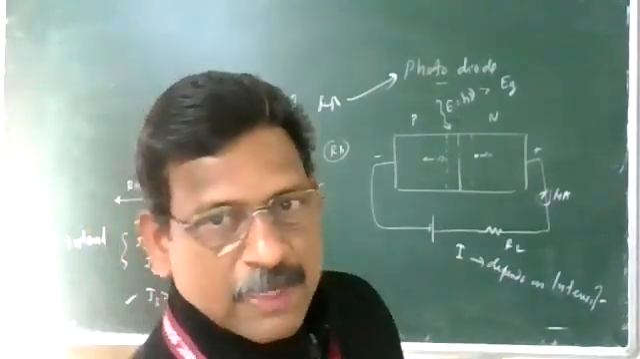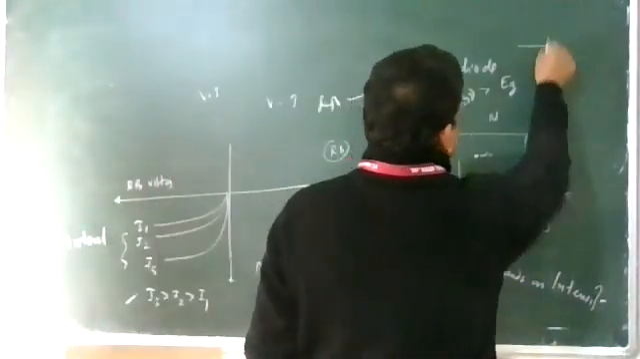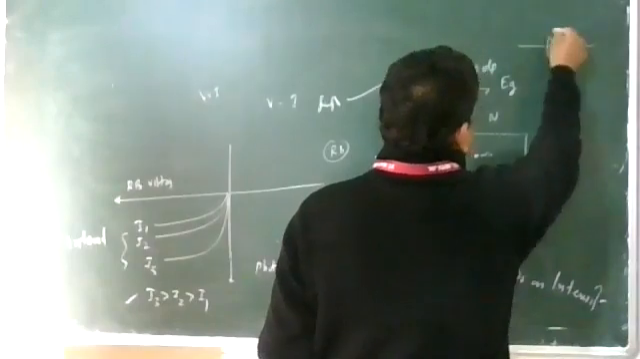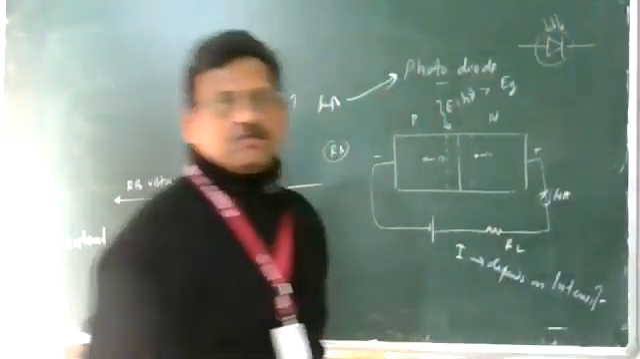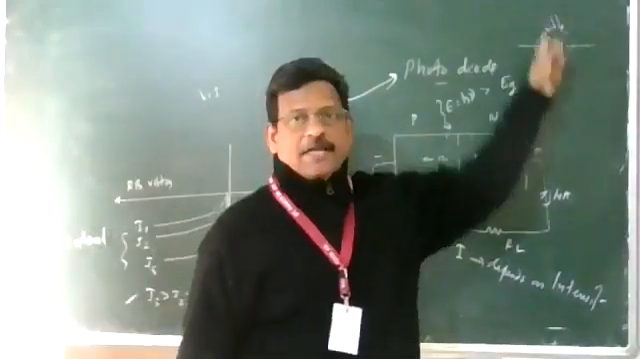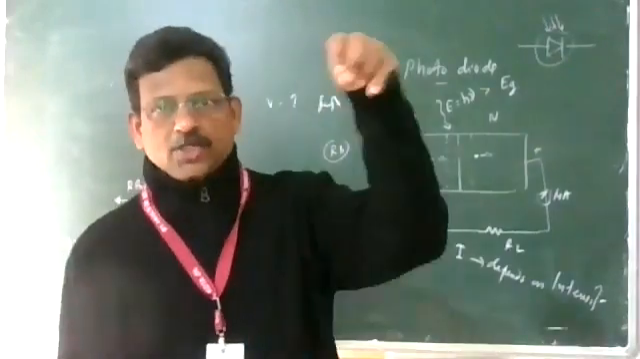And how will you represent the symbol of a photodiode? An ordinary diode is like this, and for a photodiode we show light coming into the diode. Light is coming to the photodiode, and that is what the arrow mark represents, pointing towards the diode.